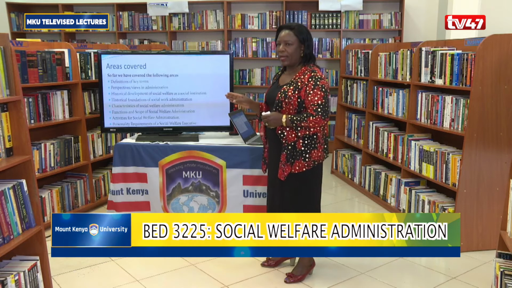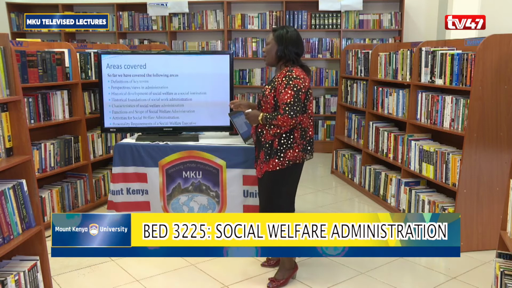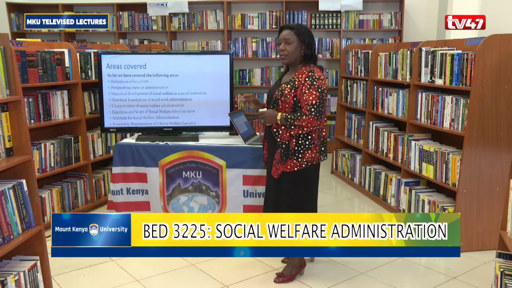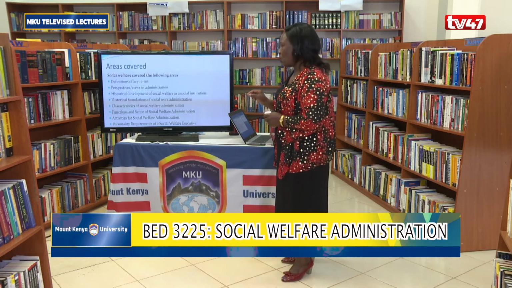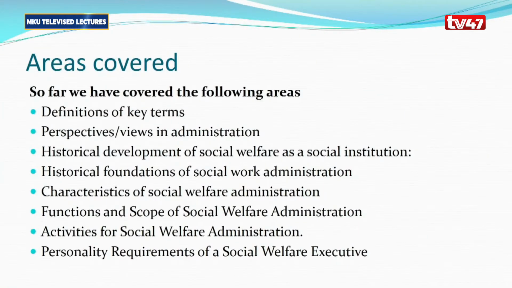We were able to look at the perspectives or views in administration, because this is social welfare administration. We looked at the historical development of social welfare as a social institution. Next, we looked at the characteristics of social welfare administration, the functions and scope of social welfare administration, activities for social welfare administration, and personality requirements of a social welfare executive.